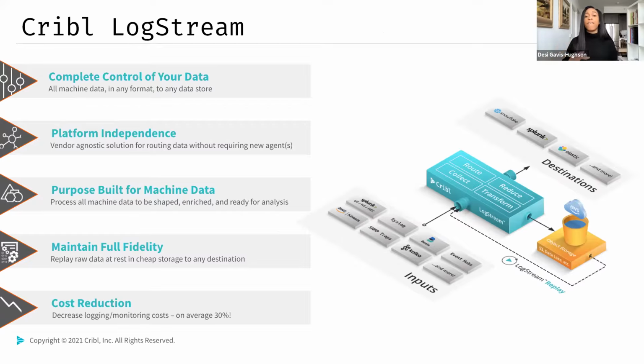LogStream provides customers with a vendor agnostic solution to route data to and from any tooling source or destination. So regardless of which tools are in use, right, LogStream can centralize the forwarding of all machine data, get it to the right destination, and ensure it's shaped, enriched with whatever information you need, and ready for analysis or just on standby for when it might be needed in the future. And we'll get into that a little bit later. Lastly, Cribl LogStream significantly decreases an organization's logging and monitoring costs, saving customers about 30% of infrastructure costs on average.